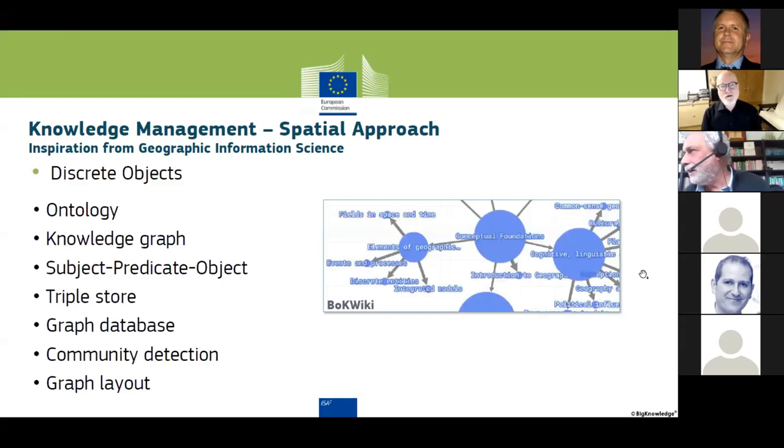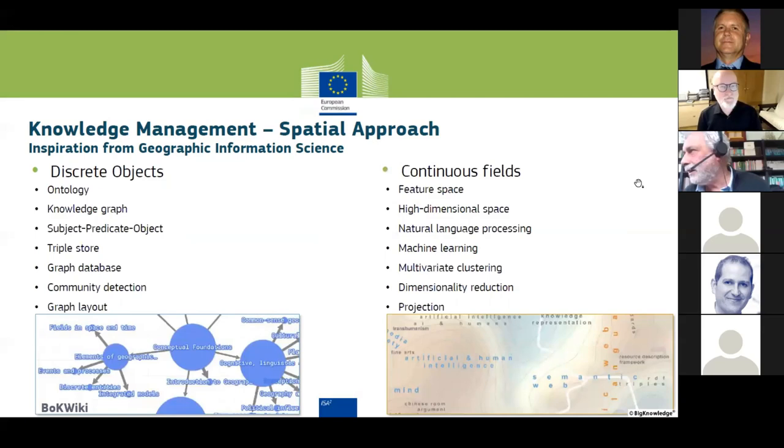Next, please. And what if we use that larger perspective on spaces and apply it to knowledge spaces? So one might argue that the knowledge graph approach, the ontology approach, triple stores, graph databases, really are representative of a discrete object view of the world, that there are things and you can connect these things, so they have certain relationships to each other. But it turns out, next please, there is perhaps an additional perspective that corresponds to the continuous field view of the world. And we find terms like feature space, high dimensional space, multivariate clustering, dimensionality reduction, projection.